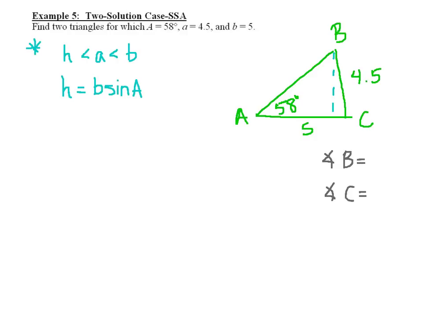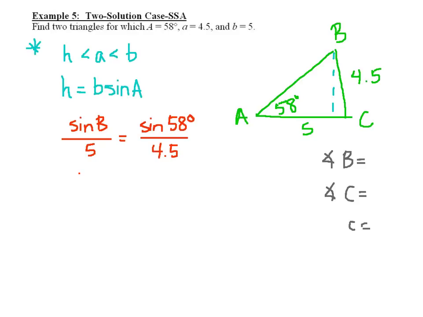So the first thing we can solve for is going to be angle B. So we may not know that we have our two solution case yet. So if we solve for angle B, then what you're going to do is you're going to take the sine of B over side B, which is going to be 5, and that is equal to the sine of A, which is 58 degrees, over 4.5.